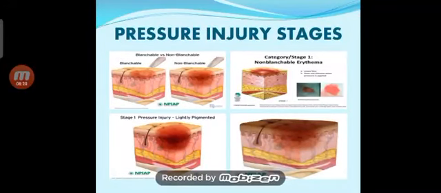Stage 1 is non-blanchable erythema of intact skin. Intact skin with localized area of non-blanchable erythema, which may appear differently in darkly pigmented skin. Presence of blanchable erythema or changes in sensation, temperature, or firmness may precede visual changes. Color changes do not include purple or maroon discoloration. This may indicate deep tissue pressure injury.